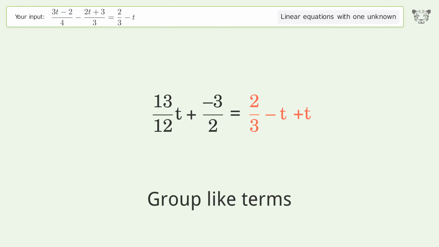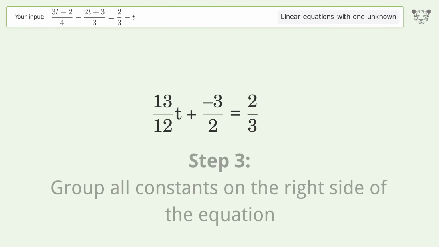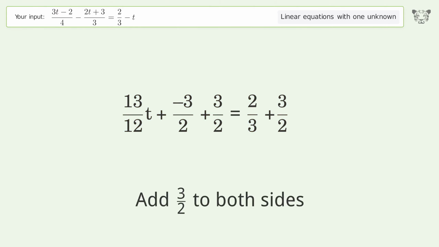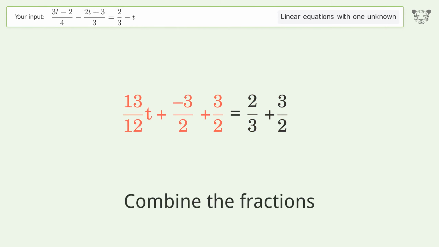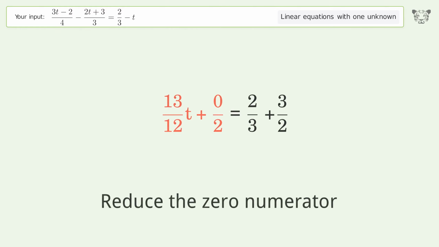Group like terms. Simplify the arithmetic. Group all constants on the right side of the equation. Add 3 over 2 to both sides. Combine the fractions. Combine the numerators. Reduce the zero numerator.